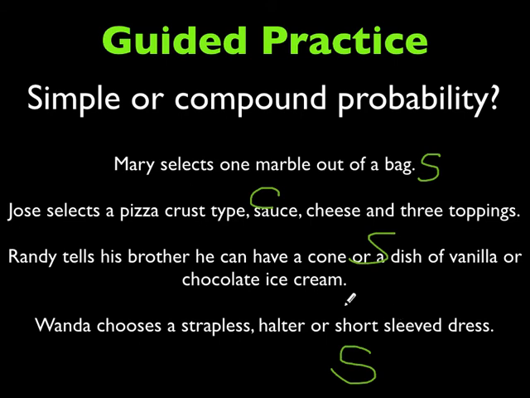The same thing as here. What's the probability for Randy to choose a cone? What is the probability for him to choose a dish of vanilla? And what is the probability for him to choose chocolate ice cream? That's only one out of three.